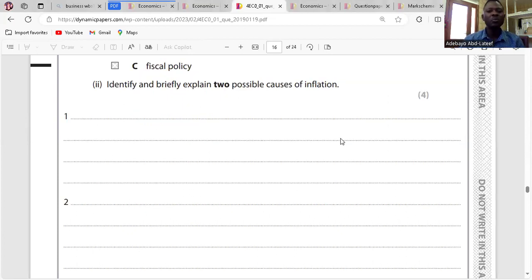Identify and briefly explain two possible causes of inflation. What is inflation itself? Inflation is a persistent rise in the price of goods and services within an economy. That's inflation. So we have three types of inflation, but we need two here anyway. So we're going to talk about demand pull inflation and cost push inflation. Demand pull inflation is inflation that occurs as a result of an increase in aggregate demand within the economy. When aggregate demand increases in the economy, it might mean that demand exceeds supply. That is demand pull inflation.